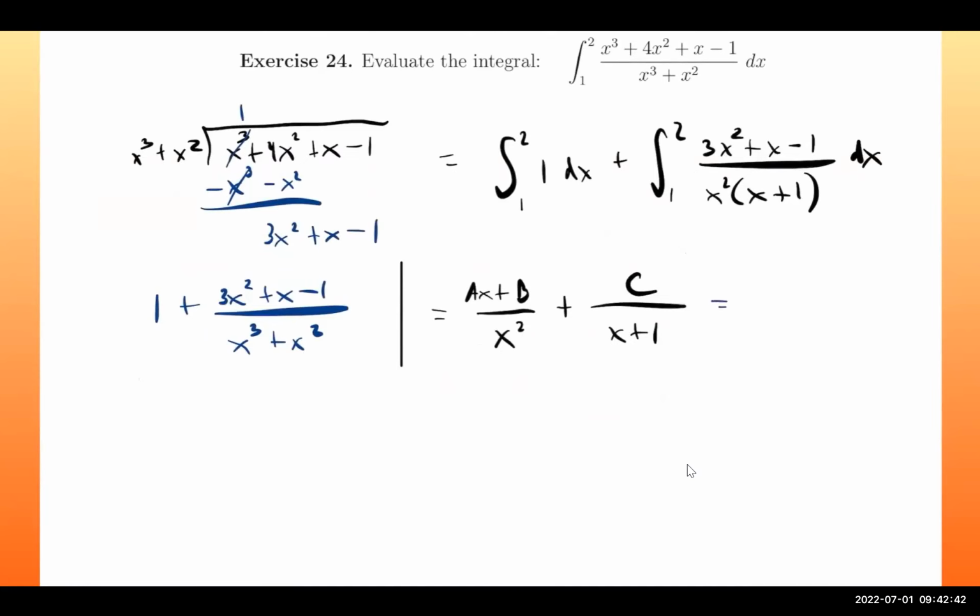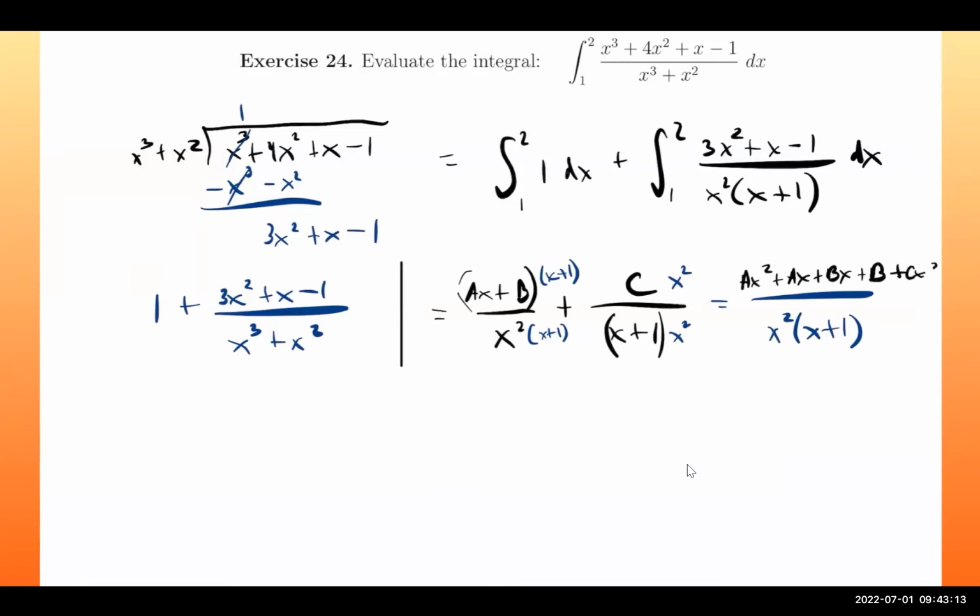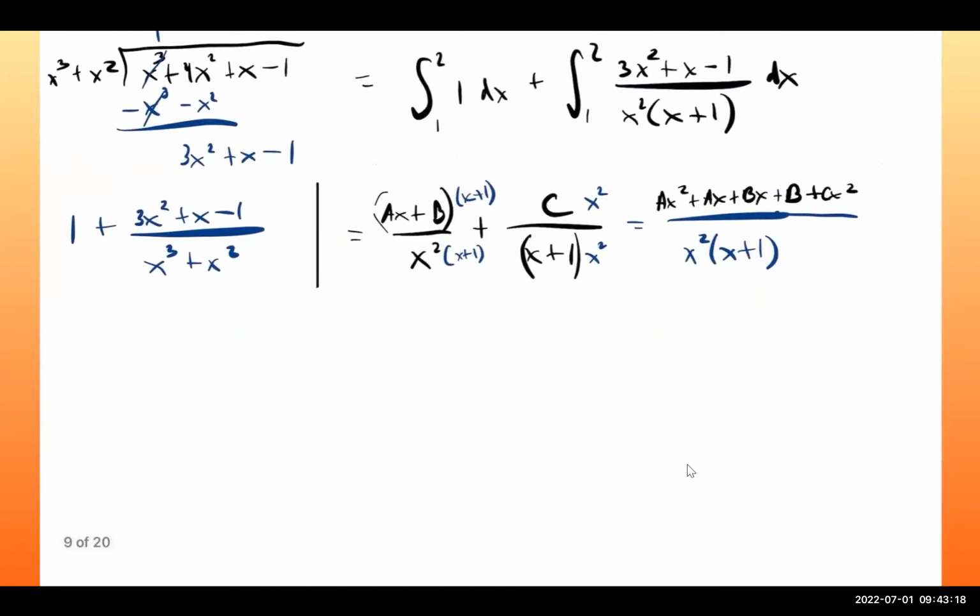All right. And now we can go ahead and find the LCD, which is clearly x squared times x plus 1, which means we have to multiply the top and bottom of this fraction by x plus 1. Over here, we'll multiply top and bottom by x squared. After multiplying out, you should get ax squared plus ax plus bx plus b plus cx squared. Squeezing that in there. All right, and then once again, we're going to group those terms.